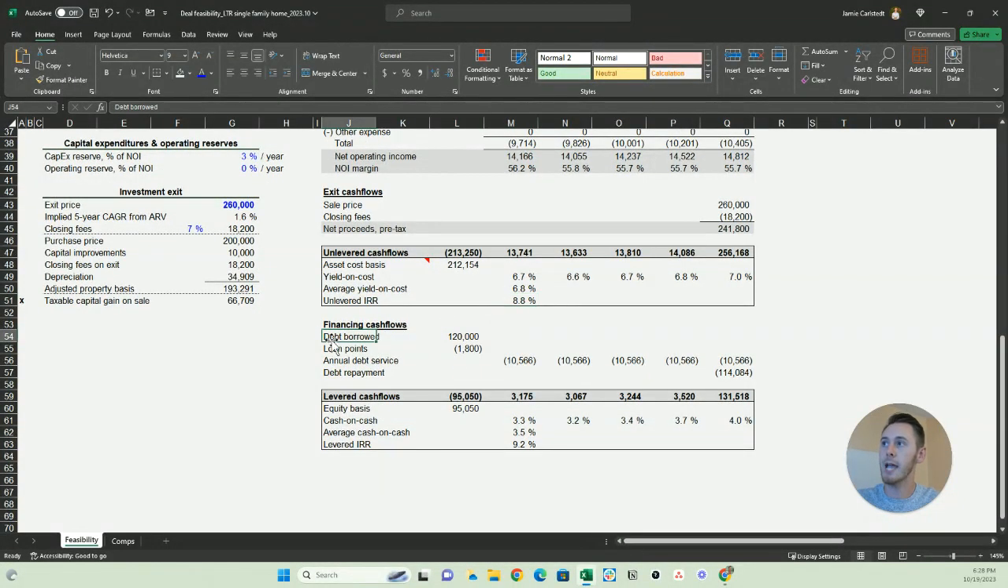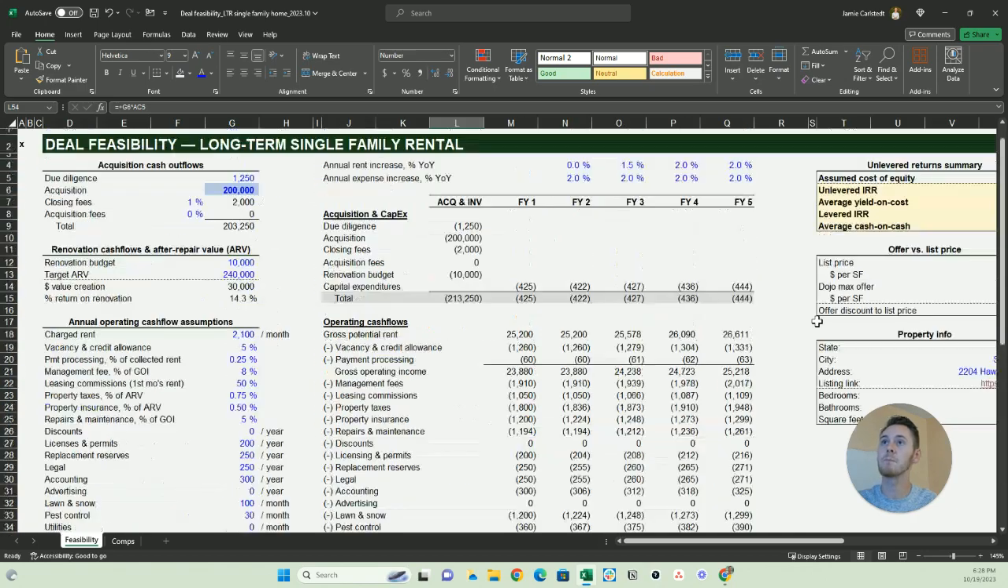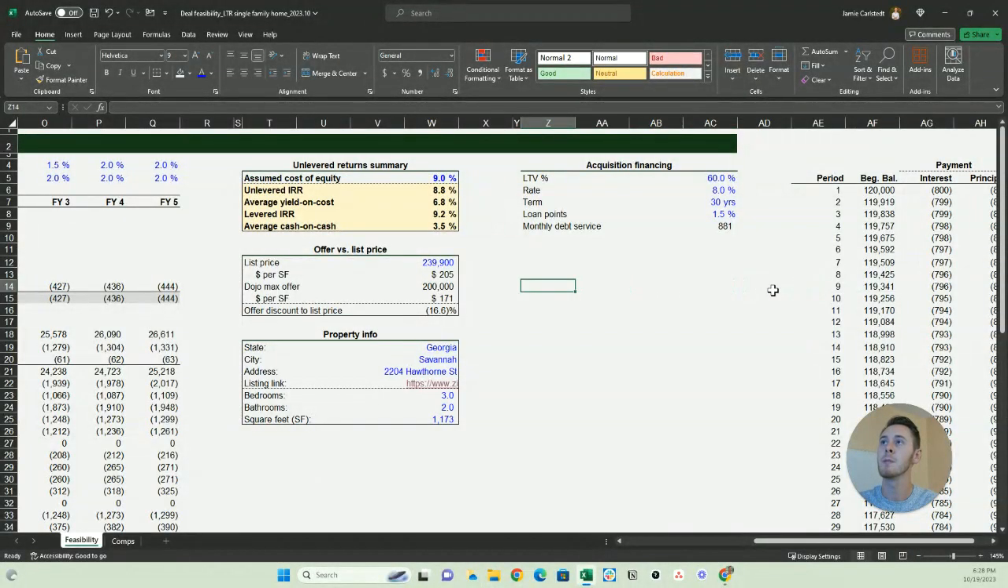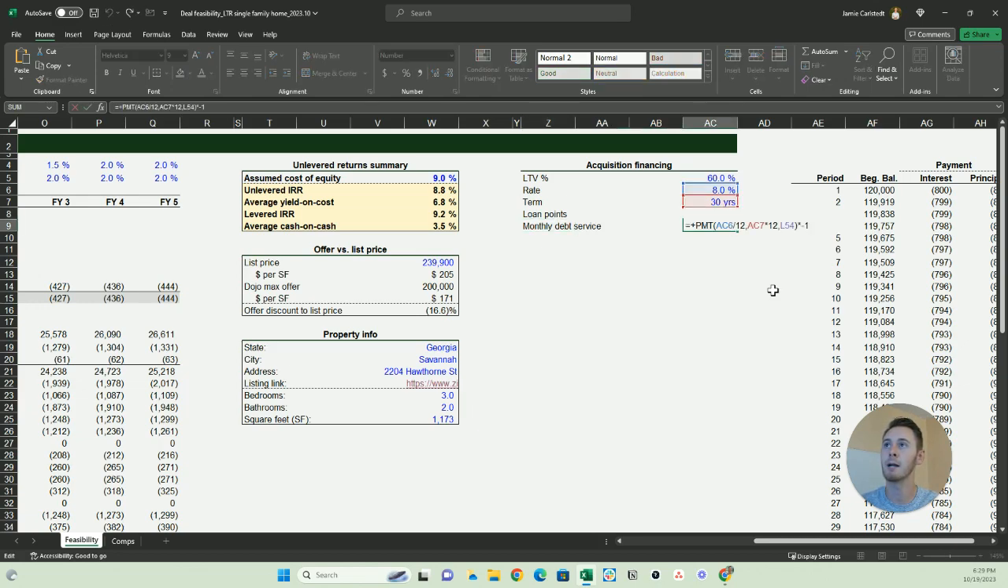So now we can look at the financing cash flows, so debt borrowed. Let's go up here and look at the financing assumptions that I have in here. LTV, which is loan to value percentage: we're just going to assume that it was an acquisition loan. There's no renovation loan or anything like that. It's just a simple acquisition loan for the value of the property. So we're going to say 60% loan to value. The rate is 8%. The term is 30 years. Loan points is 1.5% upfront for mortgage underwriting. And then you can see here the calculated monthly debt service payment for this loan.